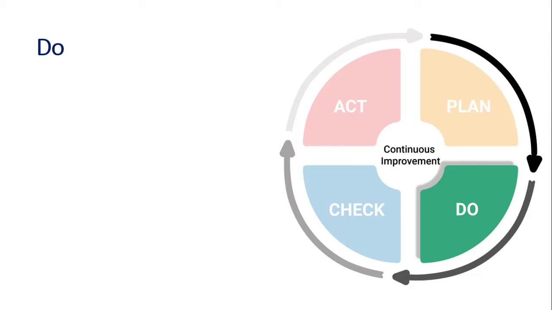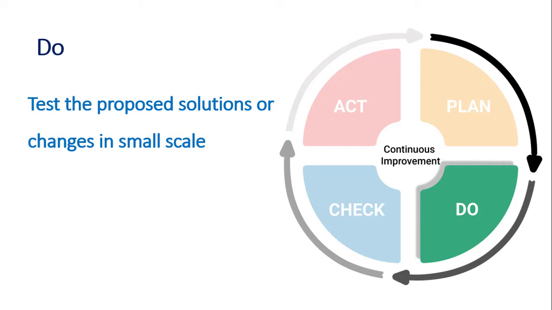The next stage is do. The do stage is where we test the proposed solutions or changes. Ideally, this should be carried out in small-scale studies. These experiments allow us to learn quickly, adjust if needed, and are typically less expensive to undertake.